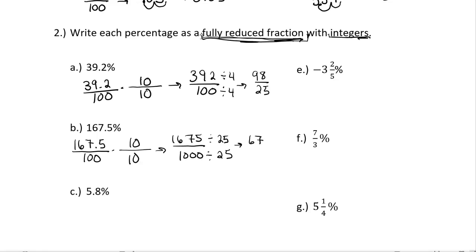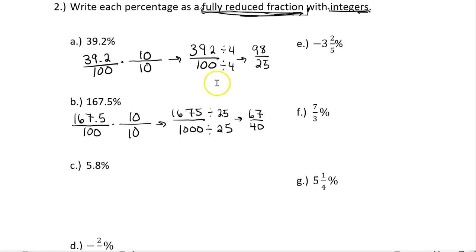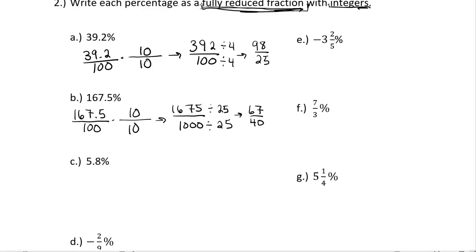Okay, so I get 67. That was 1,675 divided by 25, and then 1,000 divided by 25 is 40. And I no longer have any common factors. This is another, just a reminder in terms of if you have an improper fraction, you can always rewrite that as a mixed number, and it will help you see whether your fraction is fully reduced or not.